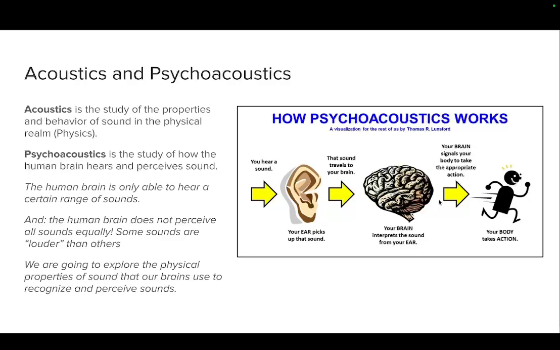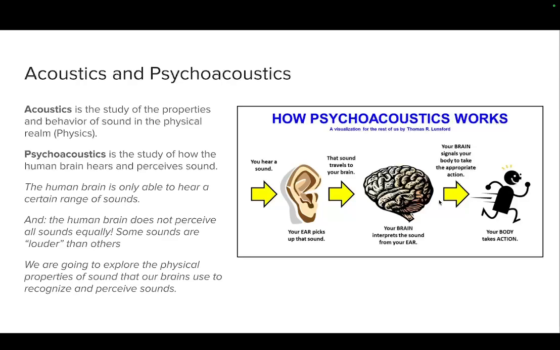So, acoustics, then, is the study of the properties and behavior of sound in the physical realm. Psychoacoustics, however, is another layer of acoustics that focuses on how the brain hears and perceives sound. The human brain can hear certain frequencies and is particularly sensitive to others. The human brain is only able to hear a certain range of sounds. It is important that we remember and understand this range.